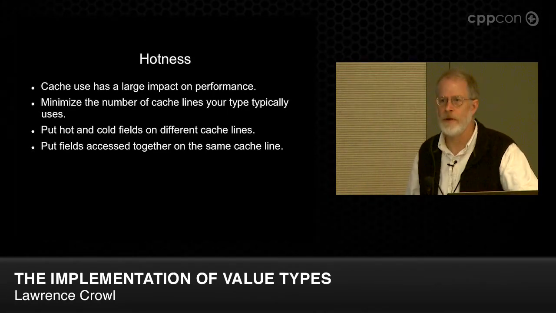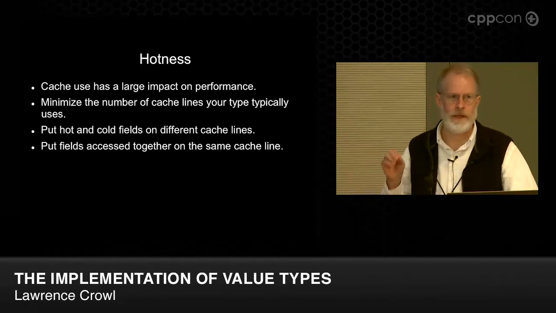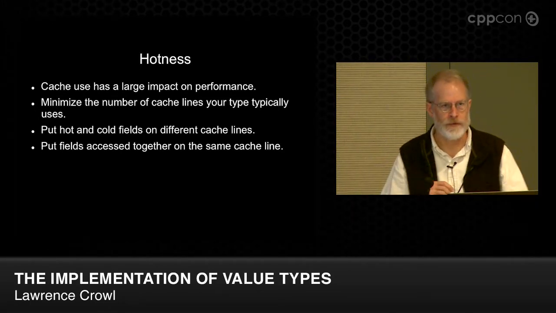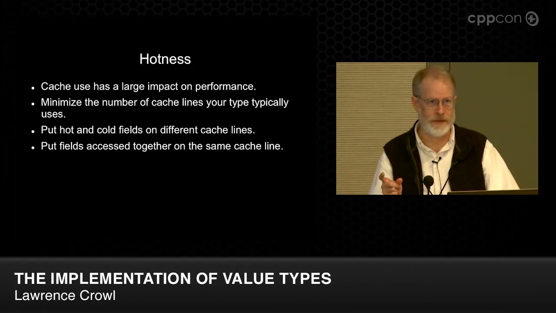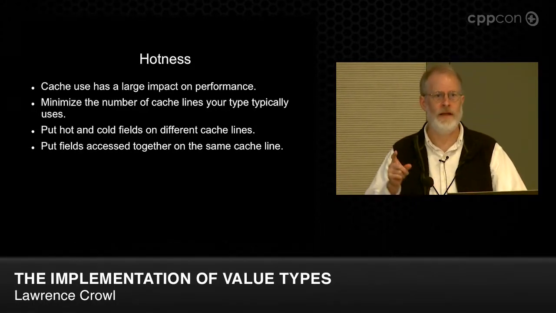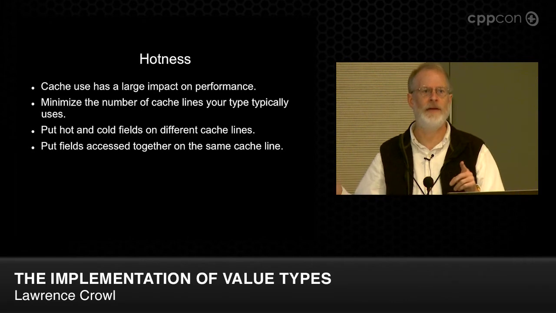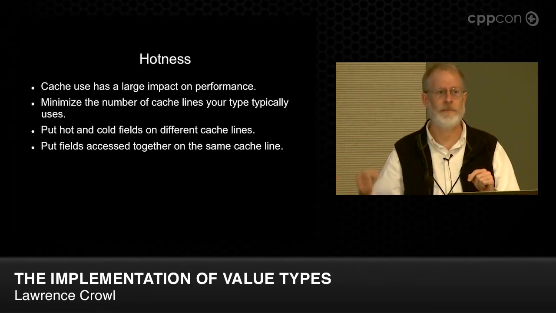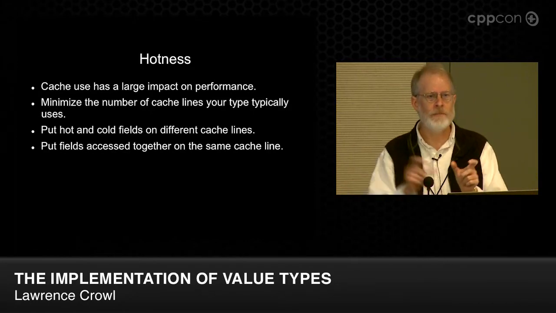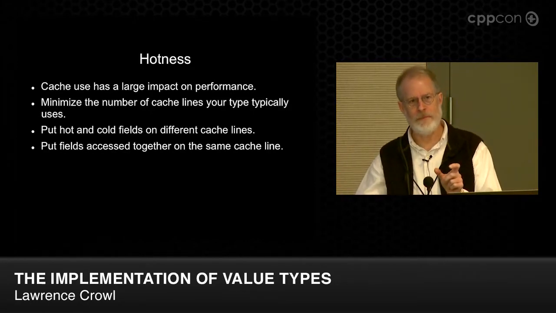The next thing you want to worry about is how hot are the various fields in your class. So for a small class, it's all going to fit on one cache line. There's nothing to think about. You're done. As types get larger, sometimes you have situations where one field is not often accessed. It's a backup field. You want to move that off of the main cache line so it never gets loaded, and you avoid that memory traffic. If you have two fields that are accessed together, you want to make sure they're on the same cache line.